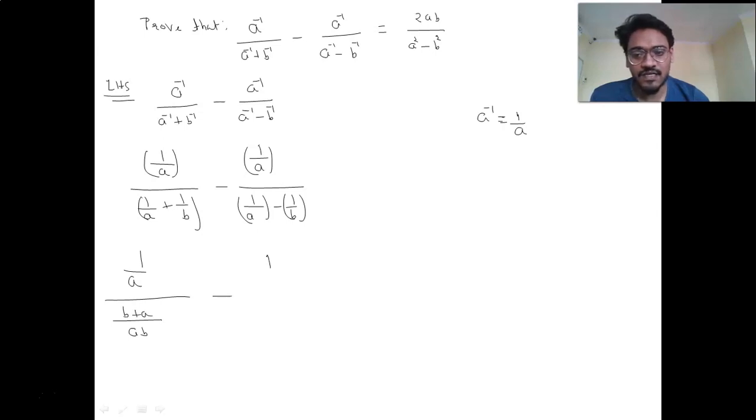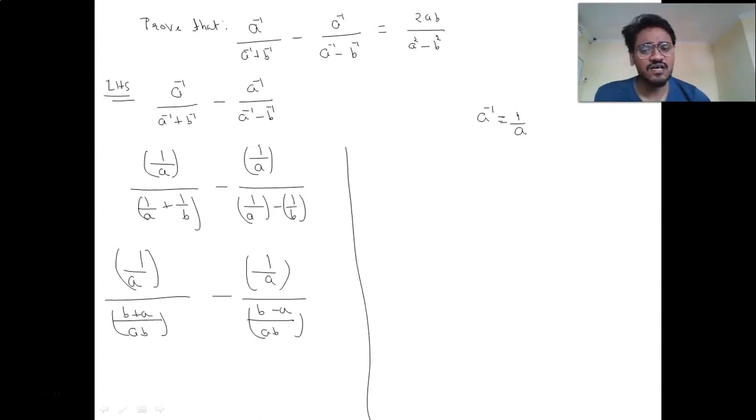See, it's 1 upon a, and in the denominator, let me use the bracket so that no calculation mistake is there. See, it's ab and it's b minus a. I just solved the two fractions. I guess no problem in solving the two fractions. I just added the two fractions, and in the next one I just subtracted the two fractions.